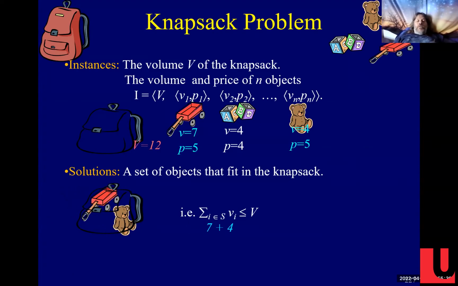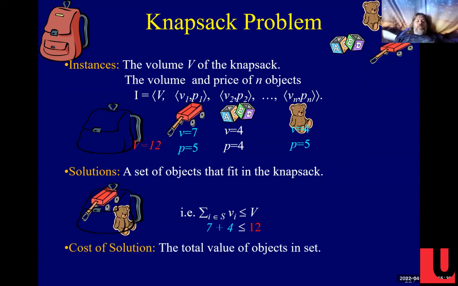I'm going to tell you when a solution is valid, right? The solution, remember, is a subset of the objects. So here, if you do a sum over all objects in your solution of the volume of the object that you put in, it doesn't exceed the volume of the knapsack, right? So that's what I mean by the solution being valid. Then I'm going to tell you the cost of the solution. In this case, it's the sum of the costs of the objects that you put in, right?